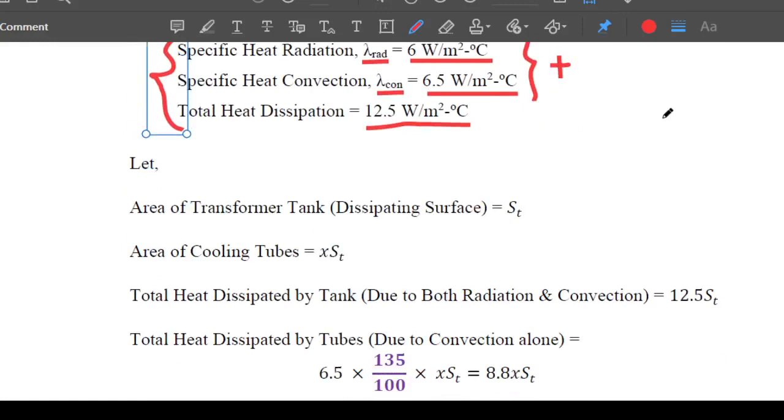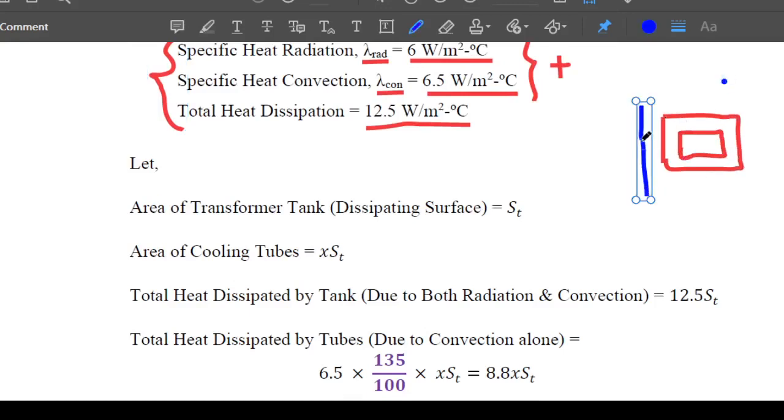Now, what do you mean by tank? Assume that this is your transformer. This transformer will be covered by a tank consisting of the cooling tubes. So this blue color which I'm drawing here indicates a cooling tank. So this is your transformer, and this transformer is covered by a cooling tank, the transformer tank.